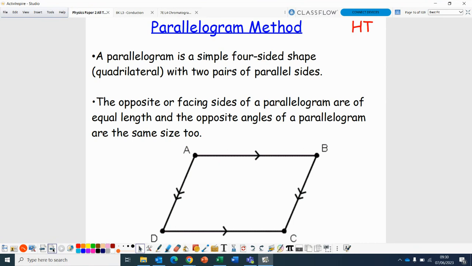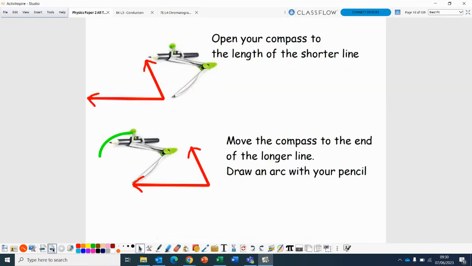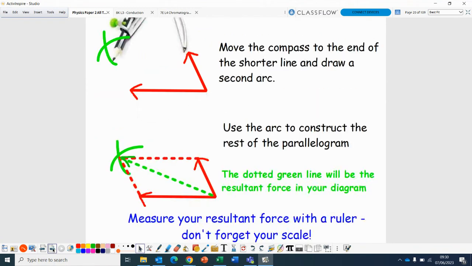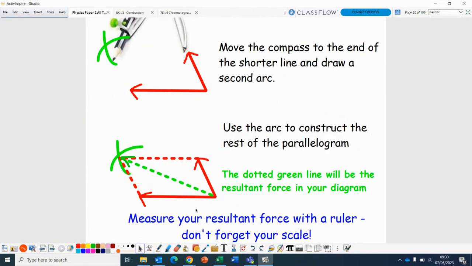Parallelogram method is also higher tier only. If you've already got 2 forces and you have to draw a parallelogram, you will need to open the compass on one side, put it on the other side, and draw an arc. Repeat, and draw your parallelogram. You then need to measure the resultant force, this one here, using your scale. Make sure you know what the scale is. Make sure you tell the examiner what the scale is.